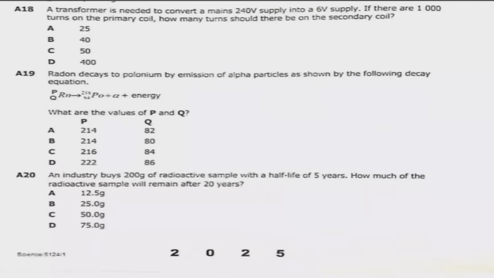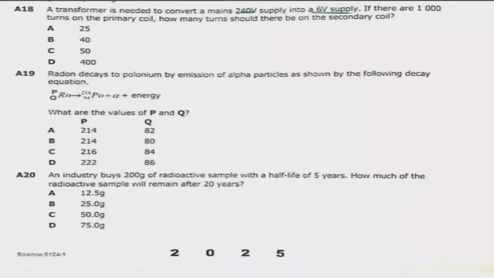We come to question 18, which is as follows. A transformer is needed to convert a mains 240 volt supply into a 6 volt supply. If there are 1000 turns on the primary core, how many turns should there be on the secondary core? So how do we go about this one? First of all, we are told that there are 240 volts on the primary supply, and it needs to be converted to 6 volts.